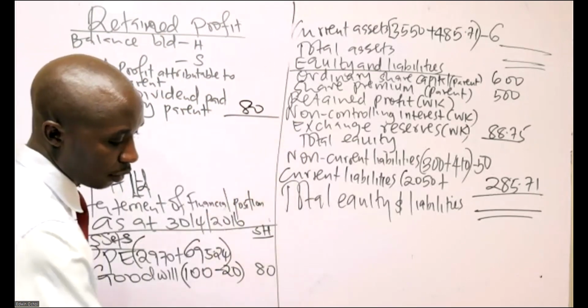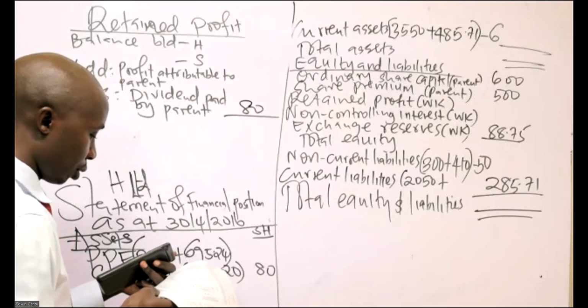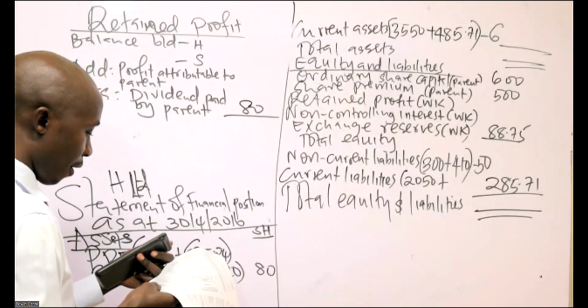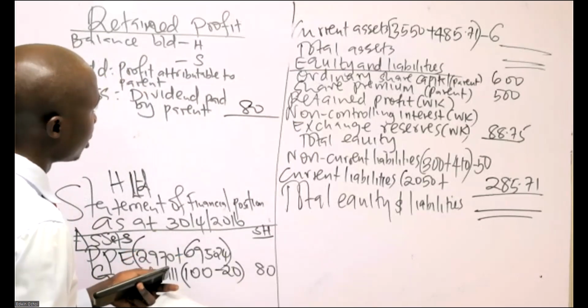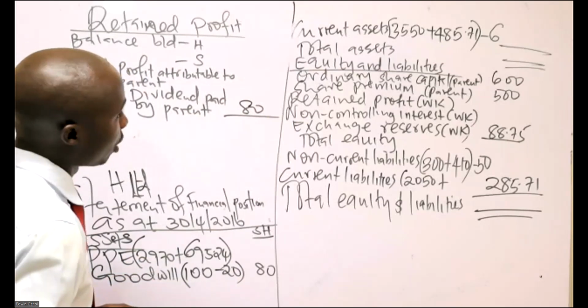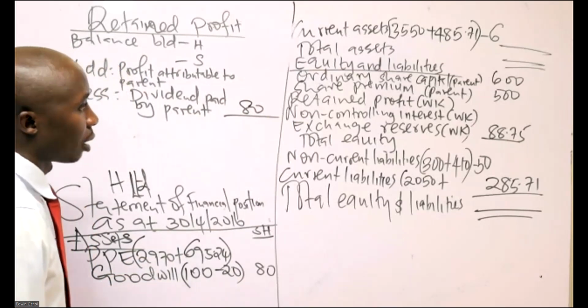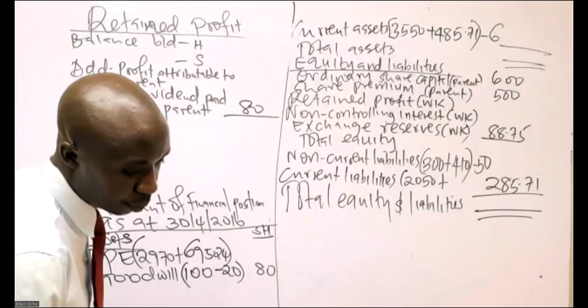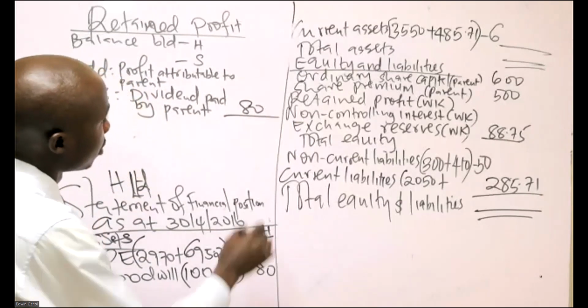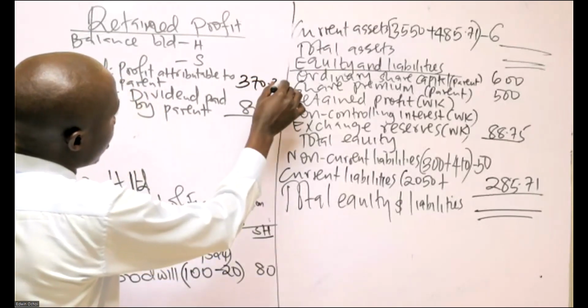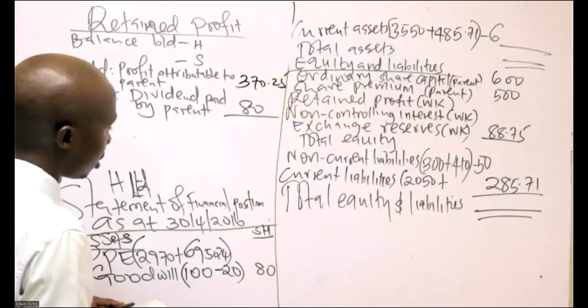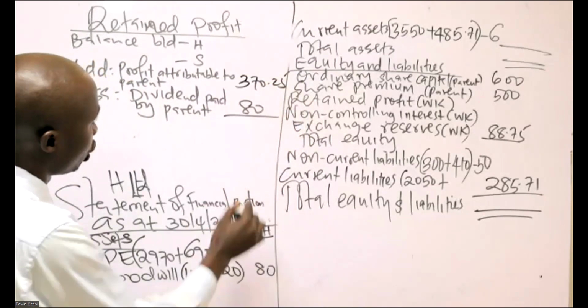That is according to additional information number 5: H paid a dividend of 80. The profit attributable to the parent was the last item in the income statement, 370.25. Balance brought down for H.